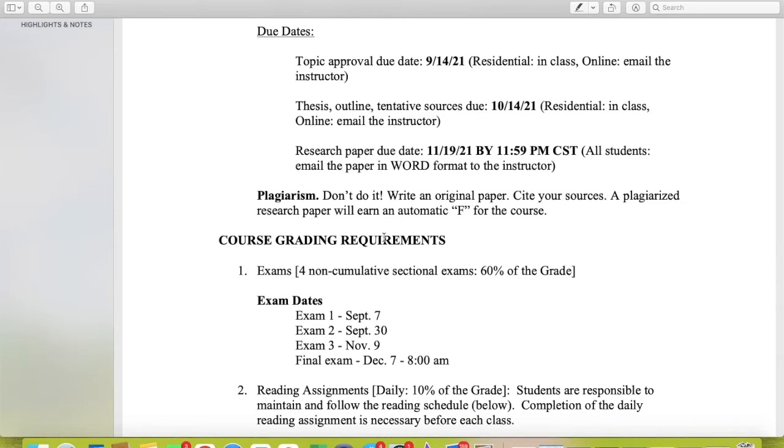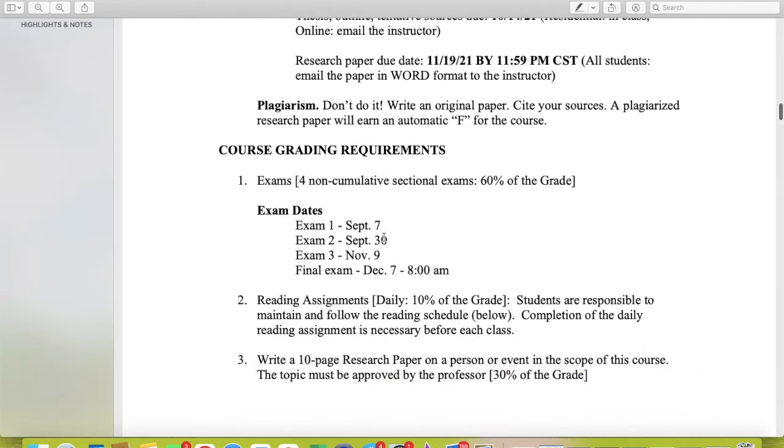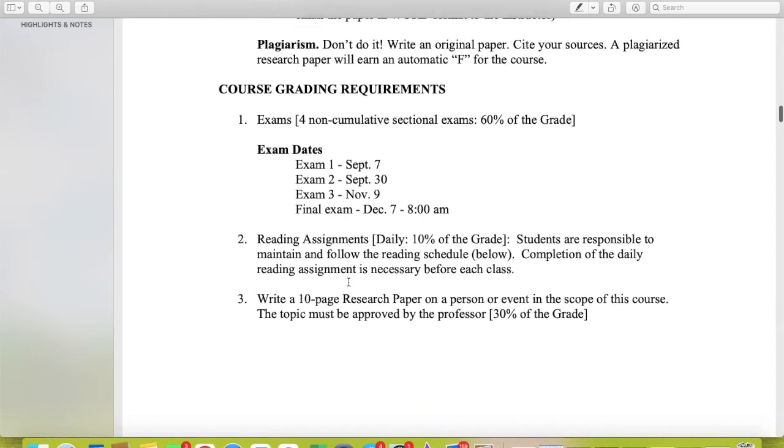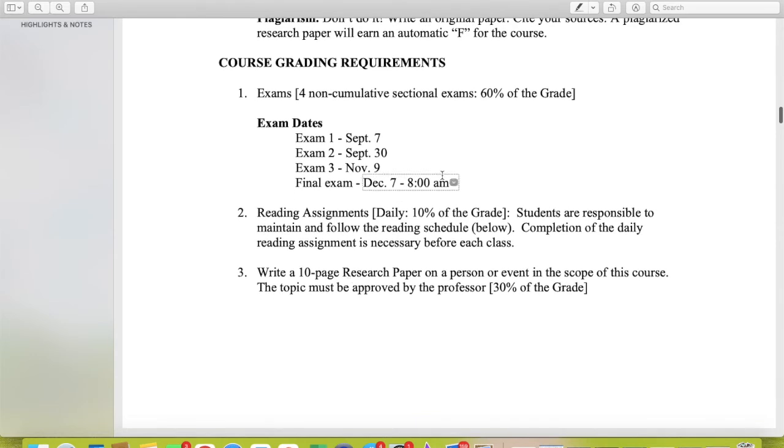Okay, so you see the exam dates. There are 4 exams that are non-cumulative for a total of 60% of the grade. Exam 1 is September 7th, Exam 2 is September 30th, Exam 3 is November 9th, and your final exam is December 7th at 8 a.m. The 8 a.m. time is not for online. This is for the residential students.